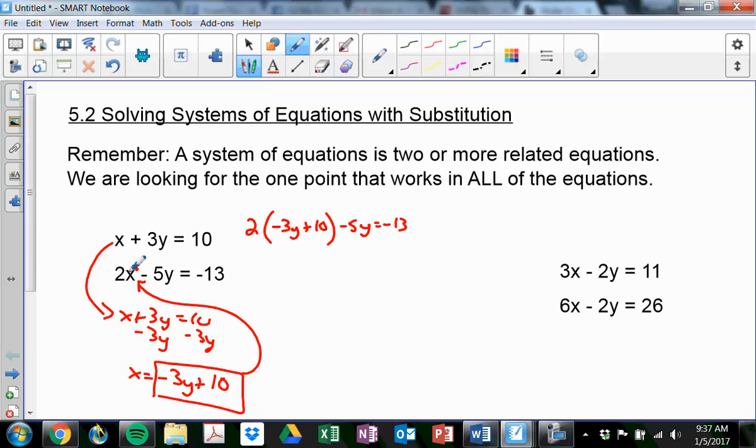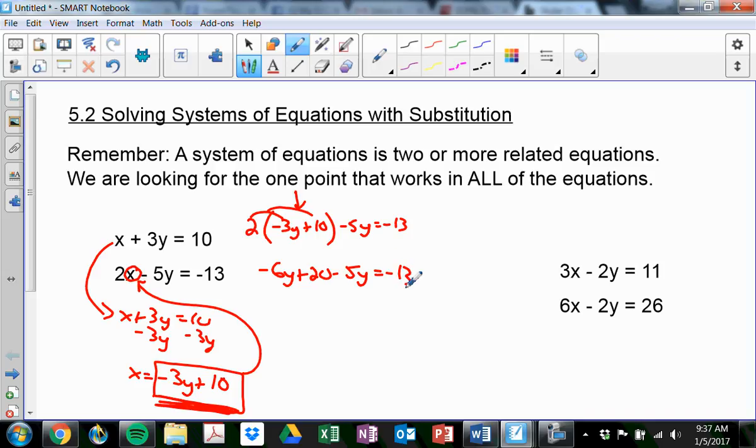This x right here got replaced by what x was equal to. X was equal to negative 3y plus 10, so I took this x and made it negative 3y plus 10. Now I have an equation that only has one variable. It has y a couple times. So I distribute and I solve.